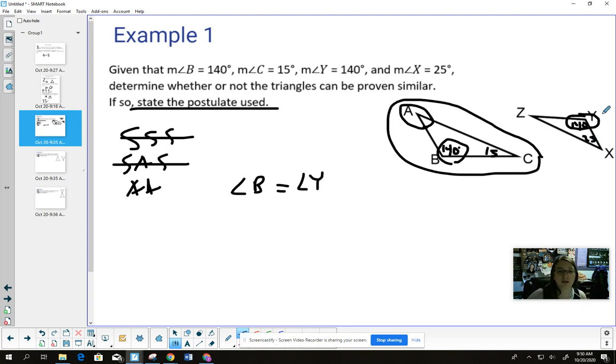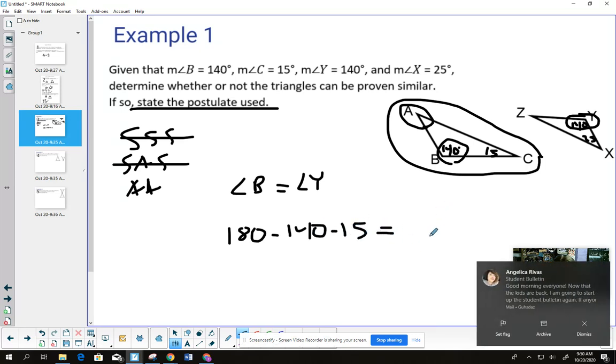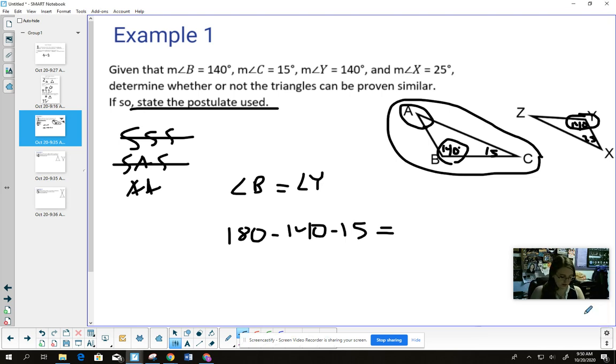You should know how to do this. This is 140, this is 15. Find the missing angle. All 3 add up to 180. Okay, so 180. Take away the 140. This is the shortcut, guys. Minus 15. This is going to give us angle A. So 180 minus 140 minus 15. Hey, this does give us 25 degrees.